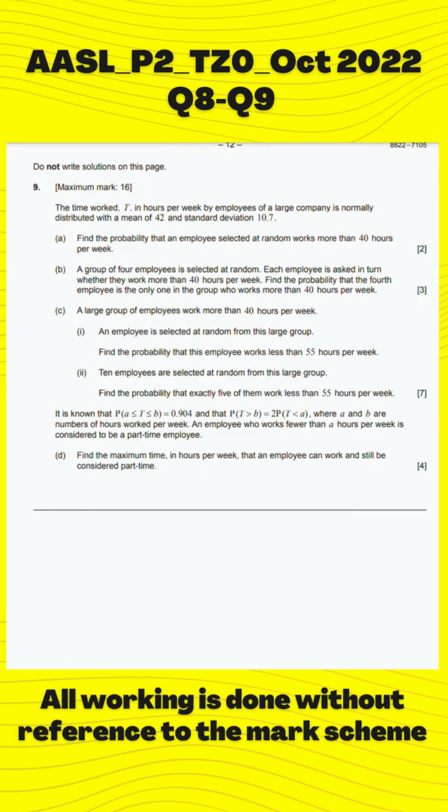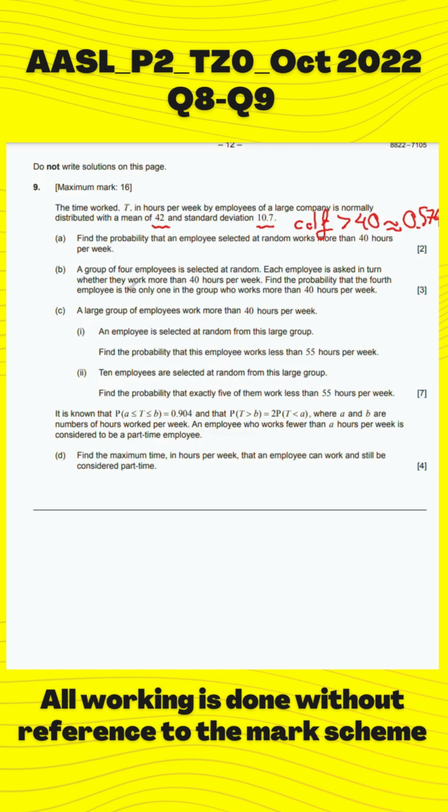Question 9. A normal distribution with mean 42 and standard deviation 10.7. A. Find the probability that it's more than 40. So it should be the CDF bigger than 40. It's nearly 0.574.